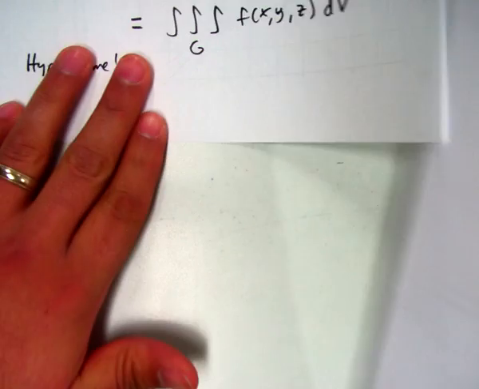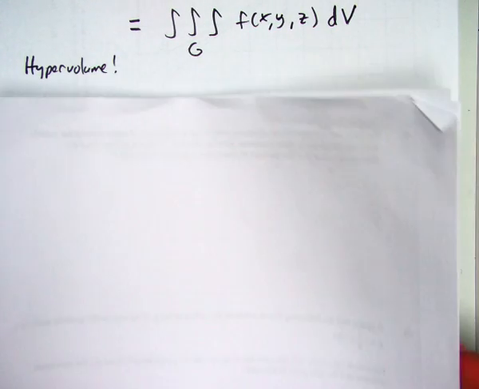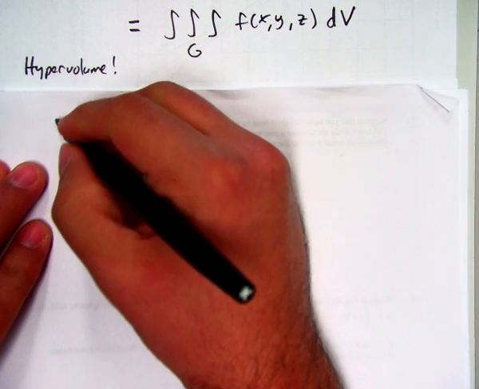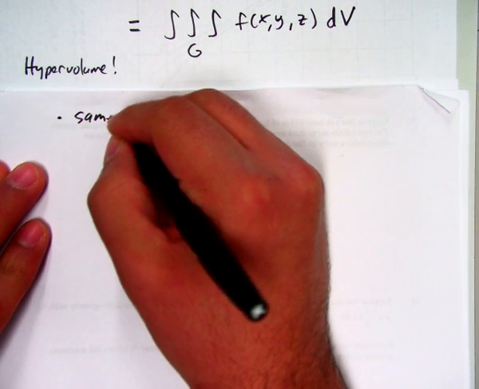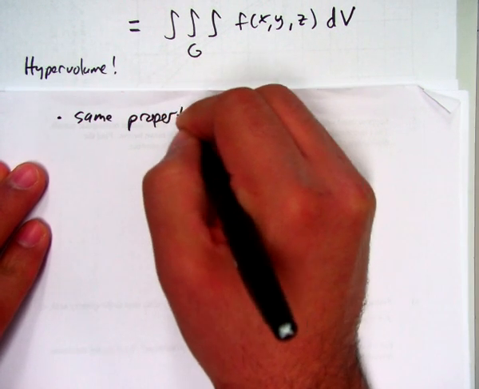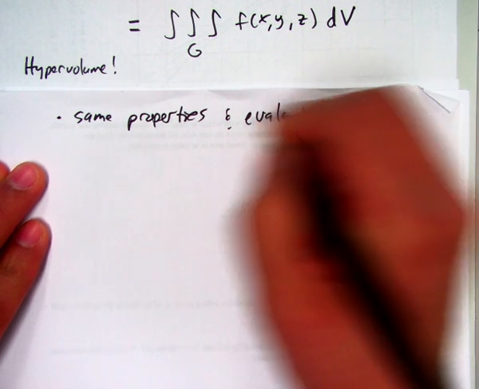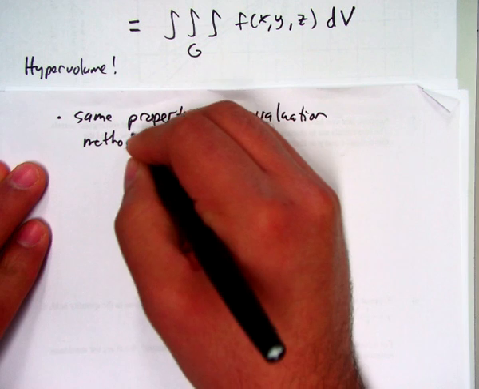So we'll start off pretty easy. It's the same properties and evaluation methods as before.